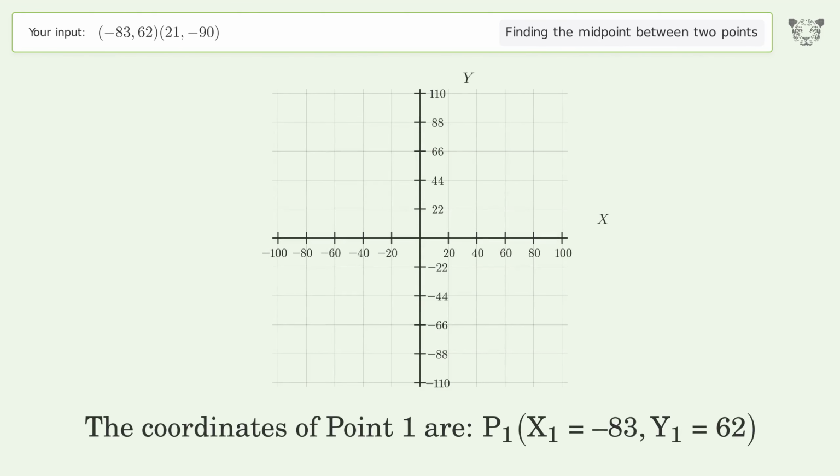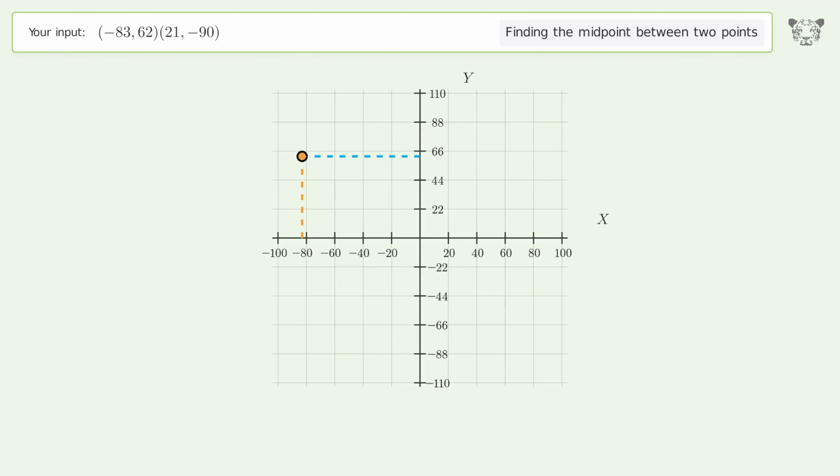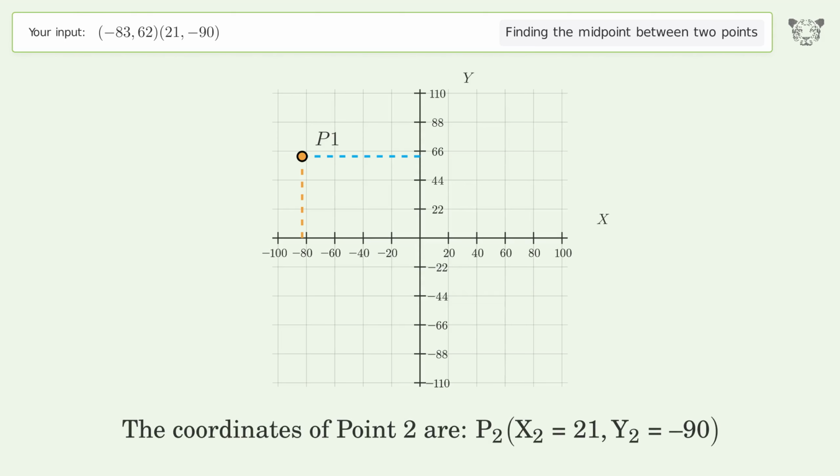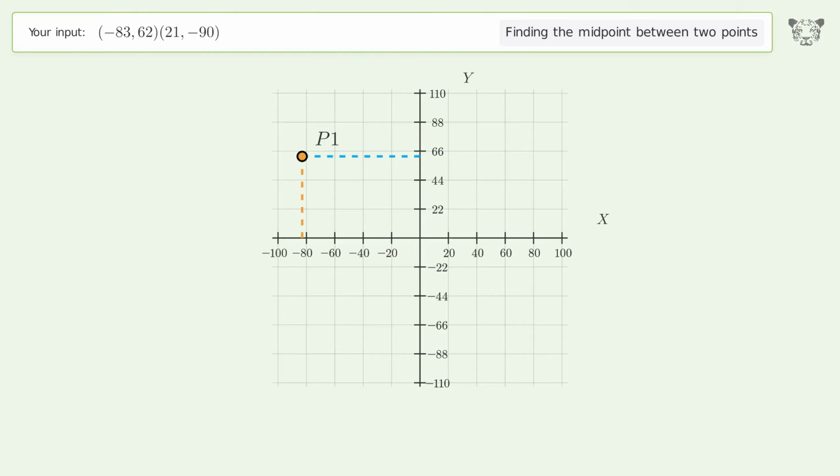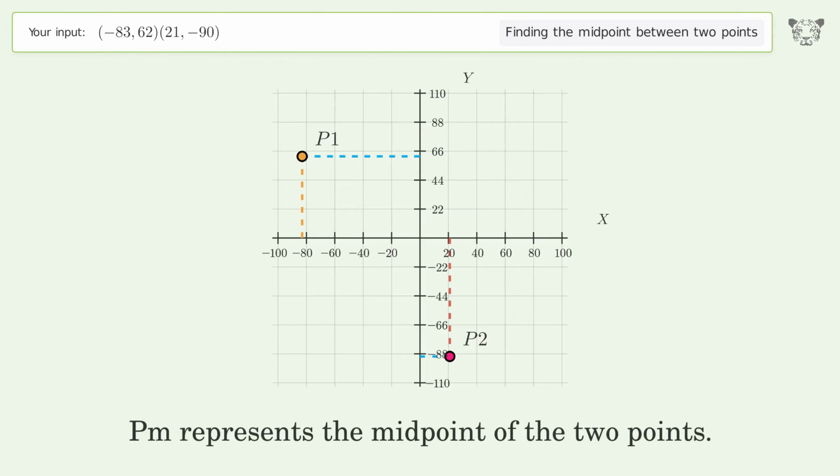The coordinates of point 1 are x1 equals -83, y1 equals 62. The coordinates of point 2 are x2 equals 21, y2 equals -90. PM represents the midpoint of the 2 points.